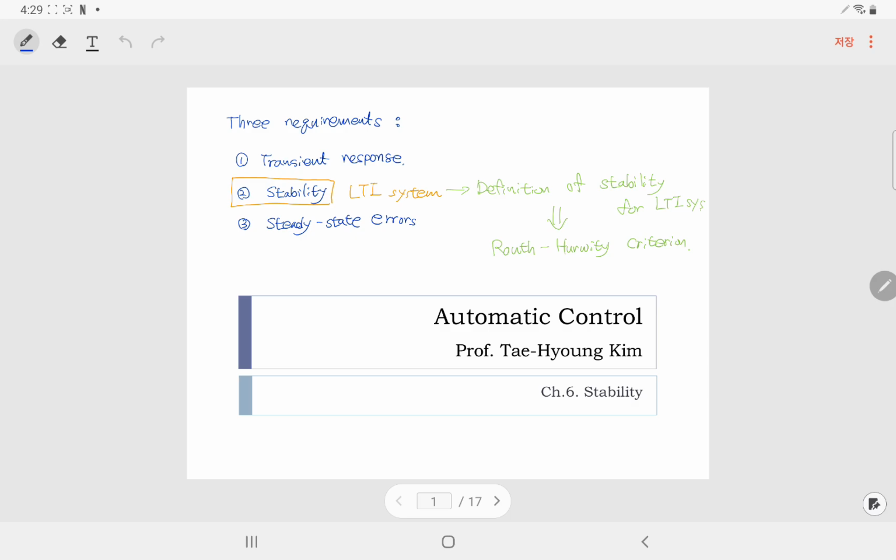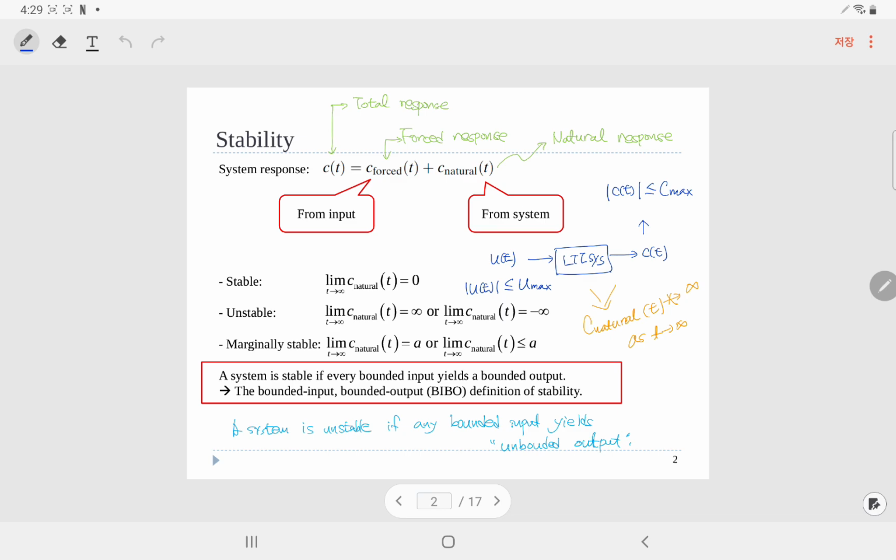자, 어쨌건 스테빌리티에 대한 얘기예요. 얘기가 좀 길어졌습니다. 자, 우리가 앞서서 시스템의 토탈 리스판스라고 하는 것은 포스드 리스판스와 내추럴 리스판스로 이루어졌다라는 얘기는 앞에서도 말씀드렸던 걸로 기억합니다. 포스드 리스판스라고 하는 것은 시스템에 인가되는 입력에 의해서 나타나는 리스판스를 얘기하는 거고, 내추럴 리스판스라고 하는 것은 시스템의 자체 다이나믹스에 의한 거죠. 내추럴 리스판스는 다이나믹스에 의존해서 나타나는 것이 분명히 맞습니다.